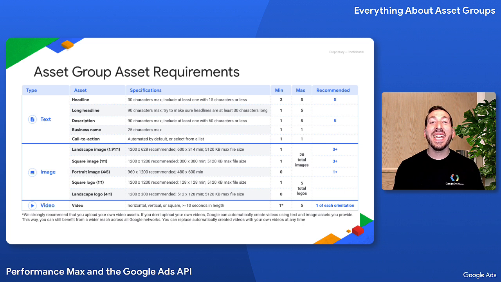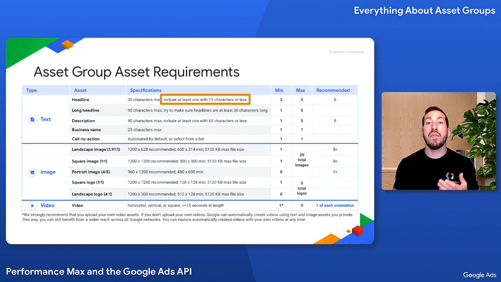This diagram outlines those requirements. As you can see, there's a minimum and a maximum for each text asset, and each text asset also has a character limit. It's also important to note special requirements for headline and description assets. You have to provide at least one short version of each of these. For example, you need to provide at least one headline with 15 characters or less.